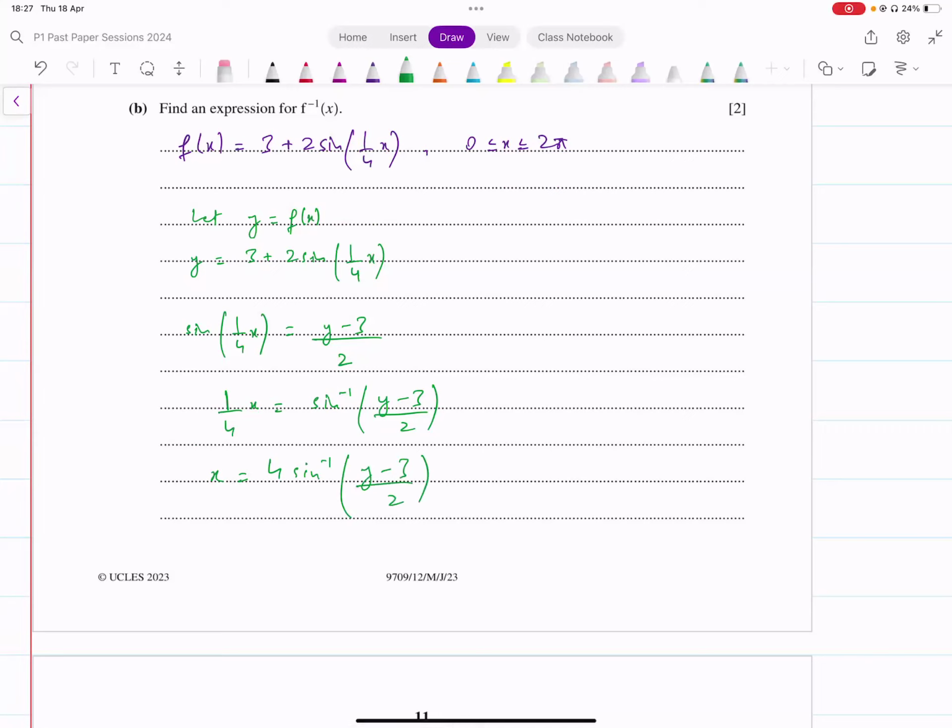And I can write this in inverse form. You would say this is f inverse of x equal to 4 sine inverse of x minus 3 divided by 2. That's an expression that we've got for f inverse of x. Make sense? Any problem with this?